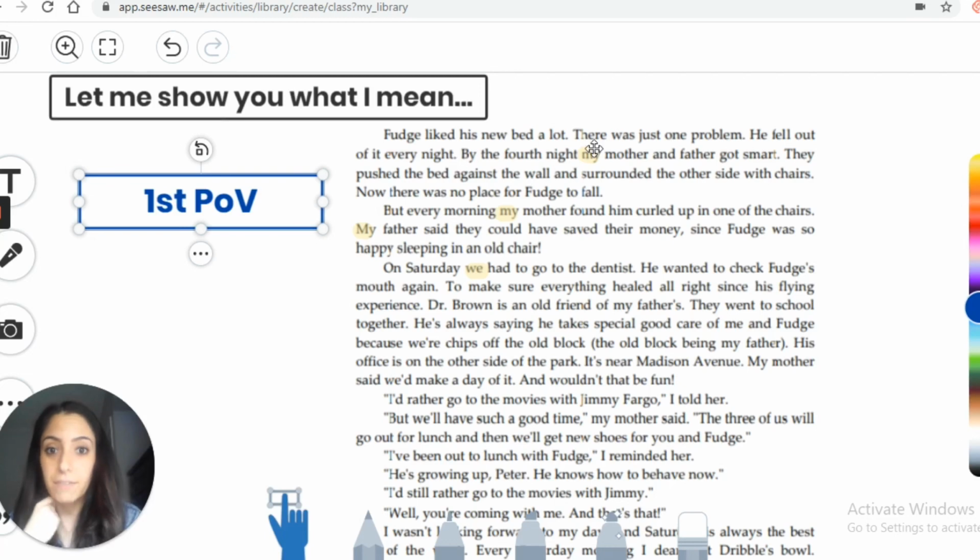Like this line right here, by the fourth night, my mother and father got smart, right? So that's Peter telling the story to us. So since he is a character inside the story, I did find the words my, and we. Those all help us decide that it's first person.